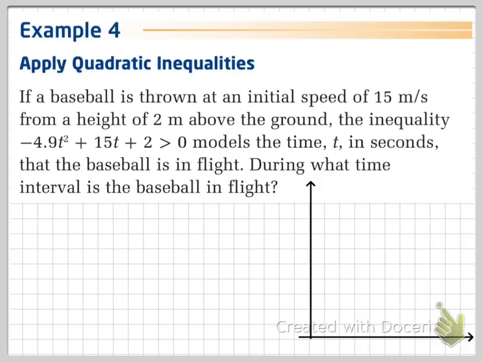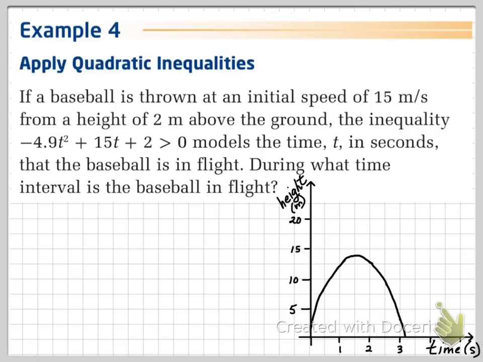All right, what we're going to do is graph time along our x-axis and height in meters along the y-axis. We plot our points by cheating a little bit, looking at our graphing calculator and seeing where they go. This is approximately what our graph is going to look like. Now, we need to know at what time interval the baseball is in flight, and if you figured out to find the x-intercept, that's going to be at 3.2 and 0.